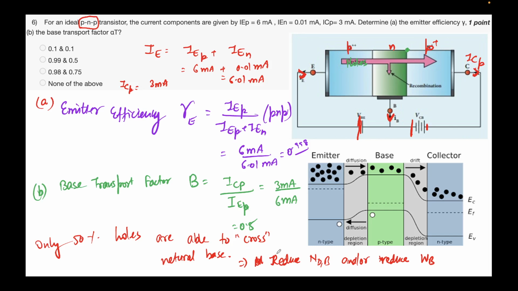So this was the point that I was trying to put across. Let's just complete the problem. The answer is 0.998 and 0.5. I'll go with this option, the closest one that we have. Technically it's none of the above, because if I round it off, I should round it off to 1.